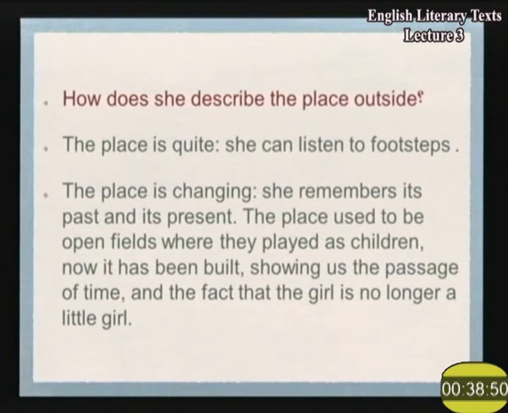The other most important thing is the fact that the place itself is changing. She remembers the place as it was in the past and as it is now, its past and its present. The place used to be open fields where they played as children. Now it has been built, showing us the passage of time and the fact that the girl is no longer a little girl. The fact that she is remembering her childhood gives us another piece of information, which is that this girl must be not a child anymore.